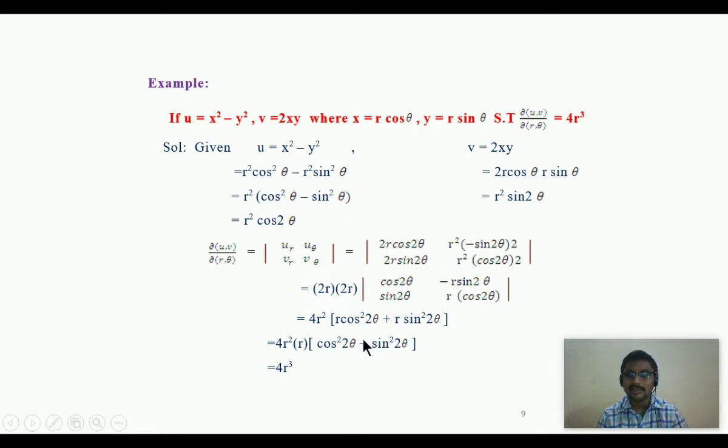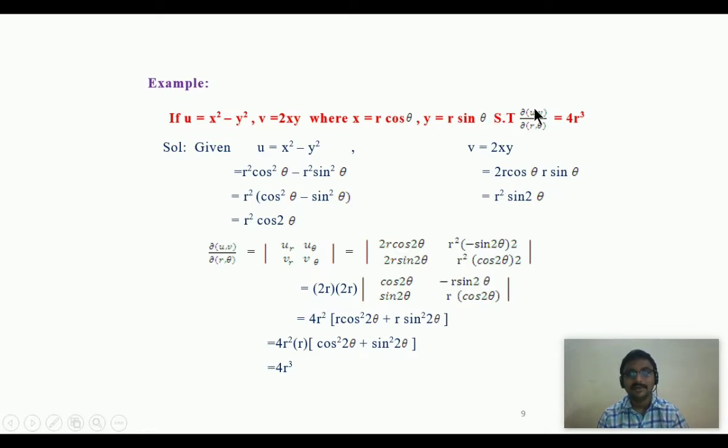Taking r as common, already we have 4r square. 4r square into r is 4r cube. But cos square 2 theta plus sin square 2 theta value is 1. So it is the required value of dou of (u, v) by dou of (r, theta).